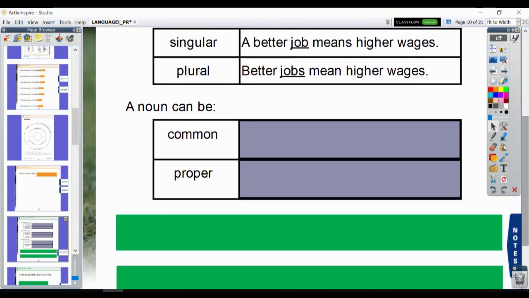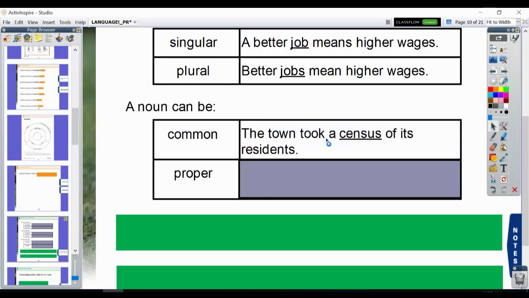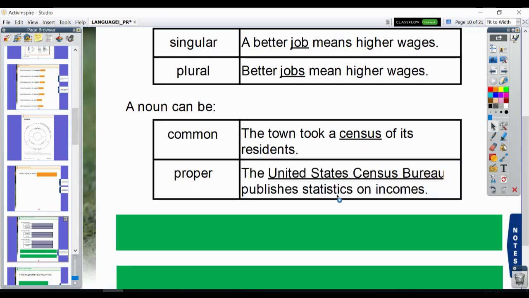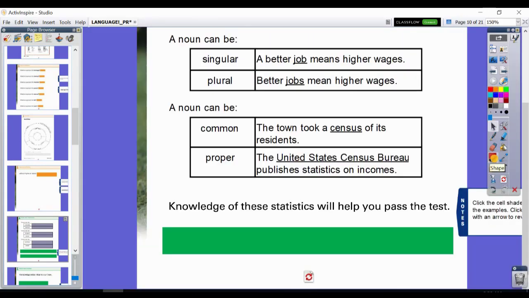A noun can also be common or proper. A proper noun must be capitalized. The town took a census of its residents. Census here is a common noun. A proper noun would be the United States Census Bureau publishes statistics on incomes.